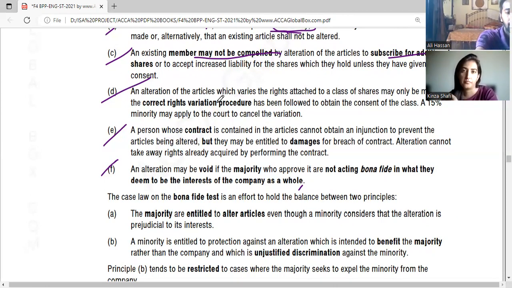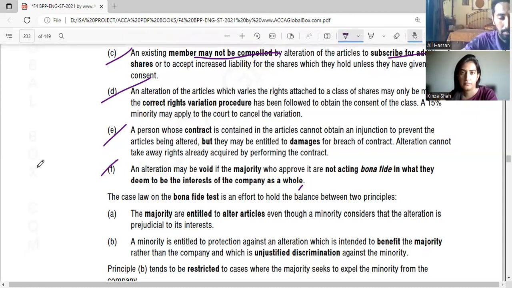Sir, so what am I saying? That an alteration of the articles which varies the rights attached to a class of shares may only be made if the correct rights variation procedure has been followed to obtain the consent of the class. A 15% minority may apply to the court to cancel the variation. अब इसका मतलब ये नहीं है कि भाई women 15% हैं तो उनको भी 50% राइट मिलेगा.